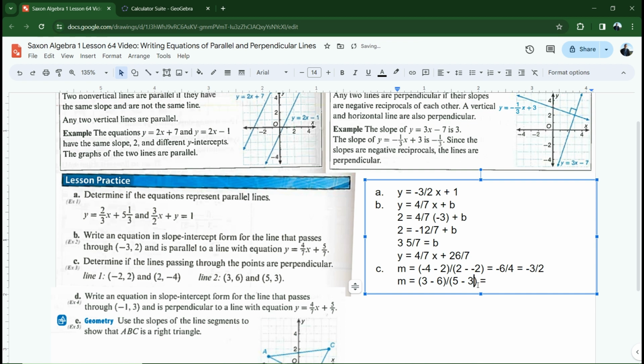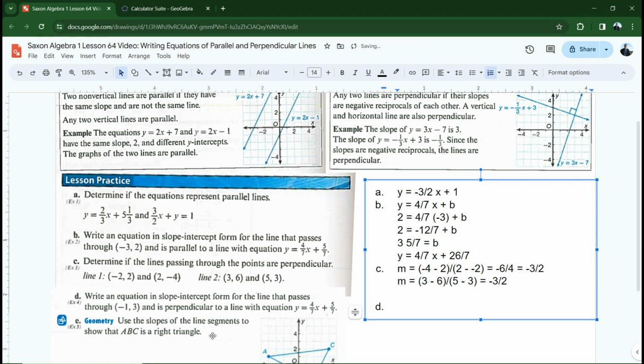Okay, what do we have here? 3 minus 6 is -3. And let's see. We have -3 over 5 minus 3 is 2. Oh, -3/2. The slope of both of these lines that pass through these points is -3/2. That means that the line that passes through these 2 points and the line that passes through these 2 points are parallel because they have the same slope. They are not perpendicular.